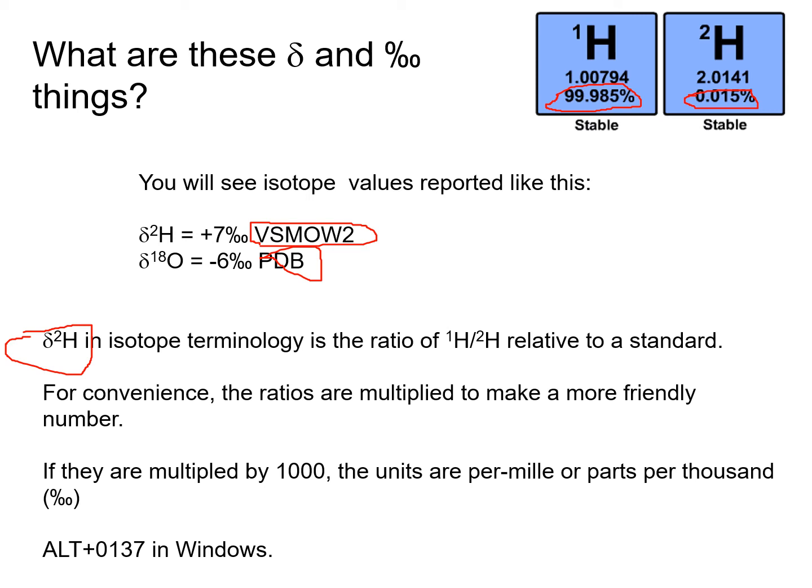So just for convenience, these ratios are multiplied by 1000. The symbol to show people that you've multiplied the values by 1000 is the per mil symbol. It's a bit like a percent symbol, which tells you you've done something by 100, and there's an extra 0 at the bottom to say it's by 1000. And if you ever need to type that, this is the control code that you need in Windows.